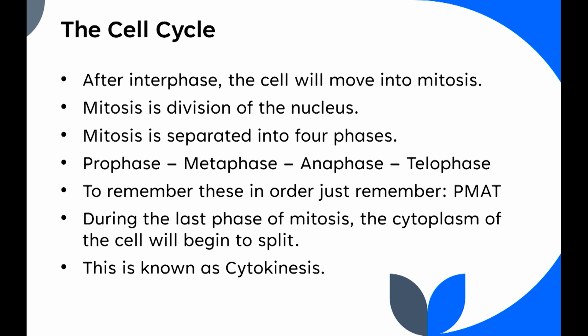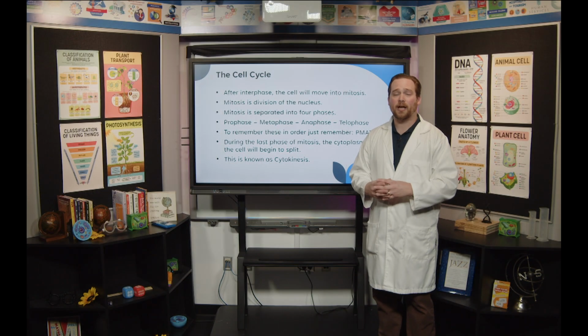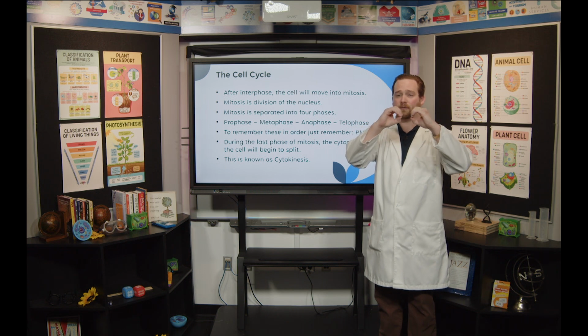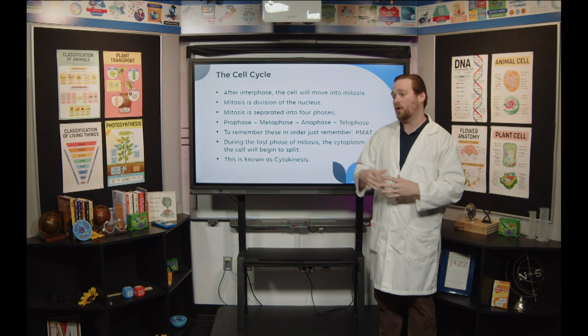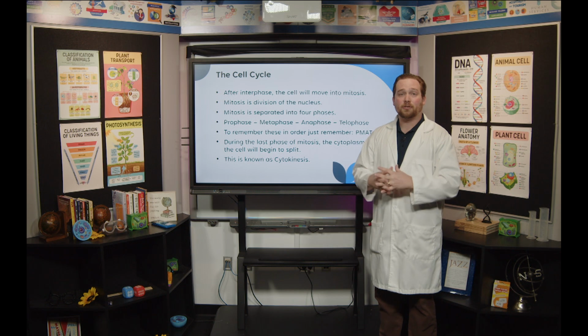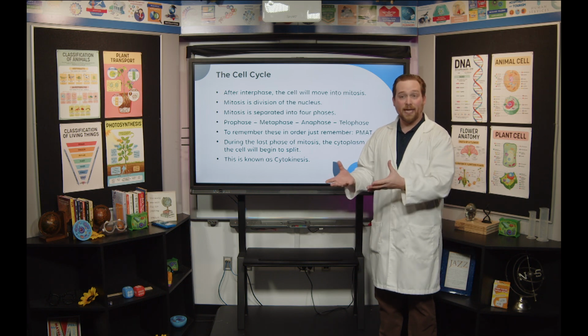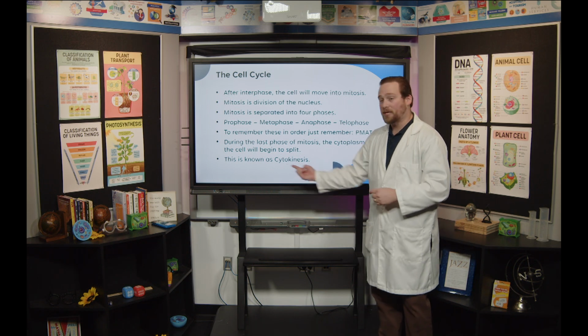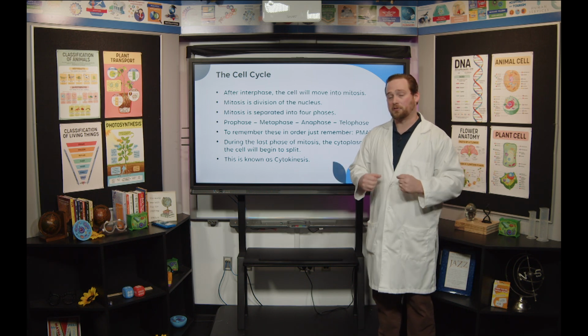If you can remember the word PMAT, that'll help you remember these 4 parts of the cell cycle in the correct order. Okay? During the last phase of mitosis, during telophase, the cytoplasm of the cell will begin to split. And this is known as cytokinesis. That process is a little bit different in animal versus plant cells. In animal cells, you get a cleavage furrow where the cells start to pinch off like that. In plant cells, a cell plate starts to develop, and it just divides the cell down the middle. So this last part, cytokinesis, is a little different in animal versus plant cells.